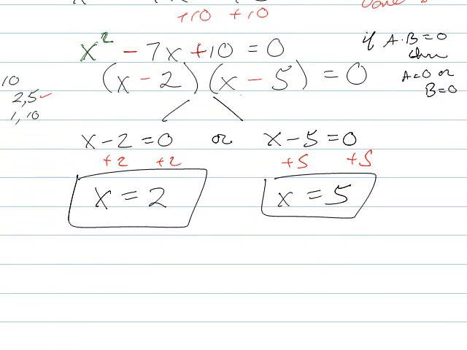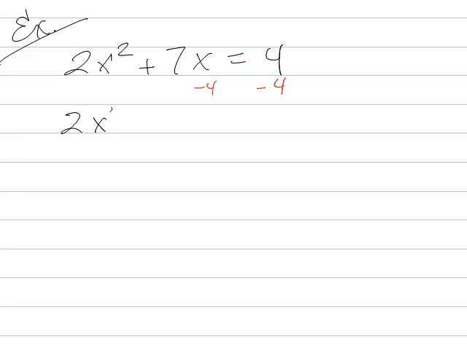Let's try another one. Getting the hang of it? So for an additional one, try 2x squared plus 7x equals 4. Okay. Now, again, we want to get everything on one side of the equation. So we're going to subtract 4 on both sides. So 2x squared plus 7x minus 4 equals 0.